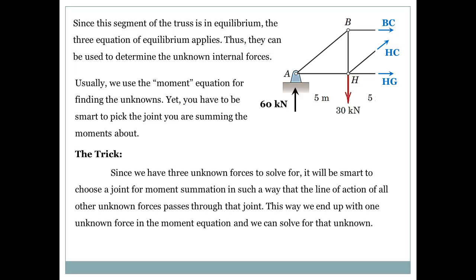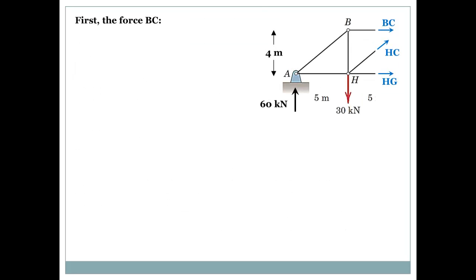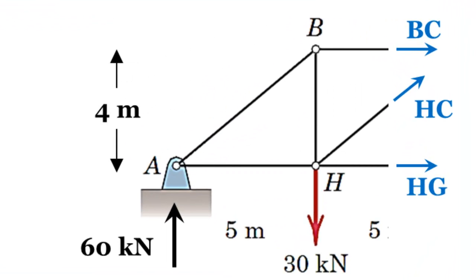This is the trick. Since we have 3 unknown forces to solve for, it will be smart to choose a joint for moment summation in such a way that the line of action of all other unknown forces passes through that joint. This way we end up with 1 unknown force in the moment equation, and we can solve for that unknown force. Let's see it in action. First, the force BC. So how many points can I do the summation of moments about?